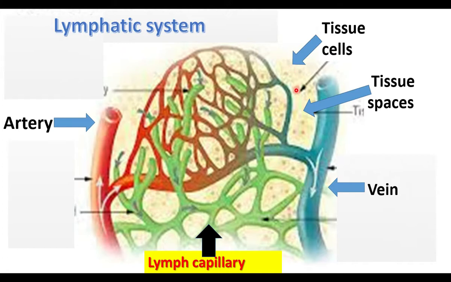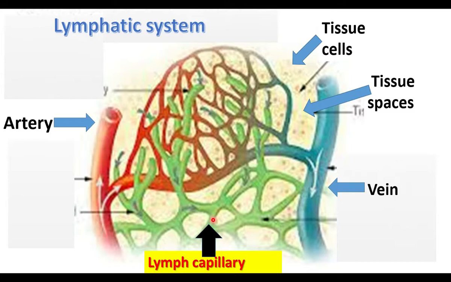And the used lymph is collected by lymph capillaries. The green color vessels are lymph capillaries. The lymph capillaries collect the used lymph. They drain the used lymph. Then lymph capillaries join and form lymph vessels. The lymph vessels open in lymph nodes.